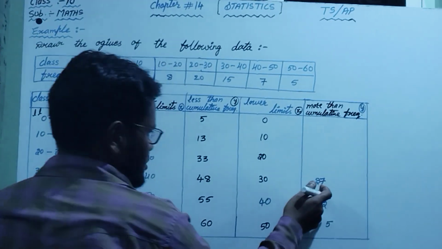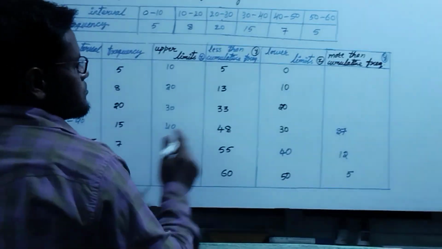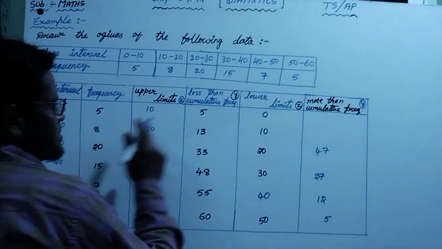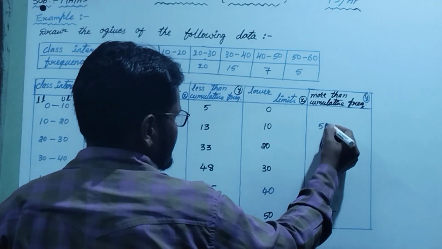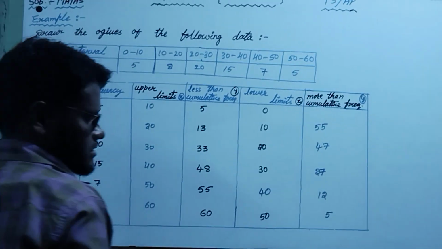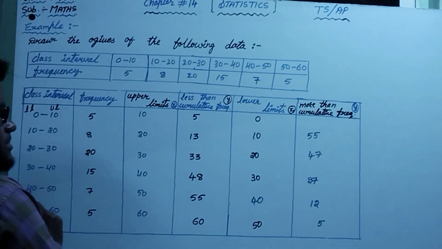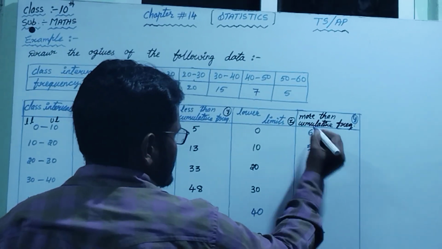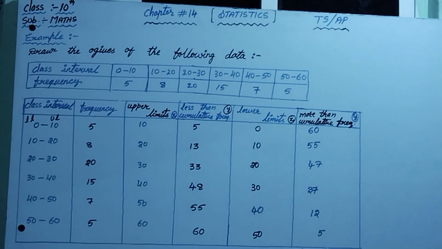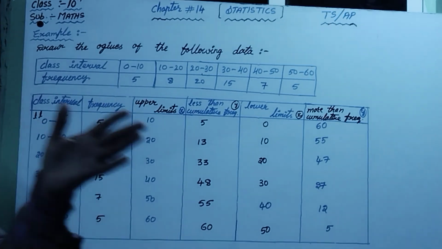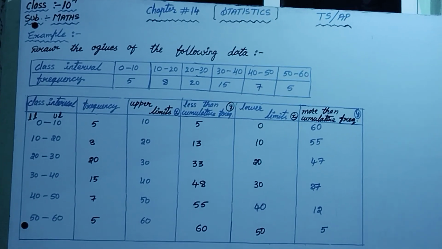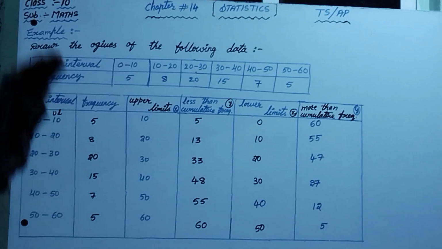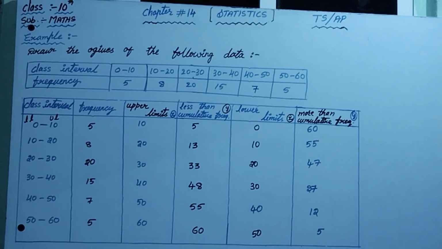27. Then 27 plus 20? 47. Then 47 plus 8? 55. Then 55 plus 5 is how much? 60. Understand? In less than cumulative frequency, from upper to lower limits add the values, and in more than cumulative frequency, from lower to upper add all the values.